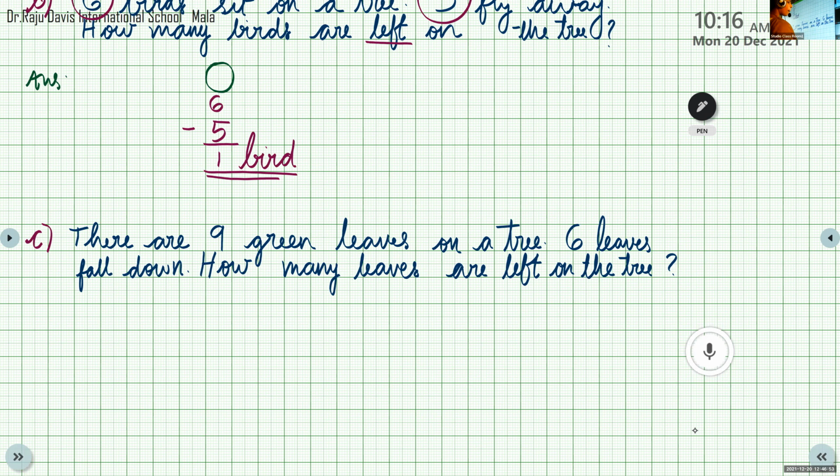Who has written? Who will read the question? Yes, ma'am. Please read the question. Unmute and read. There are. Which is the number written? There are 9 green leaves on a tree. There are 9 green leaves on a tree. Read. What's the number? 6. L-E-A-V-E-S. 6 leaves.